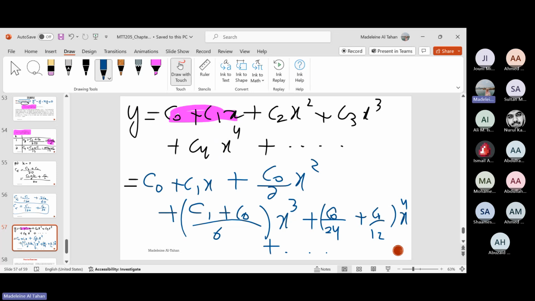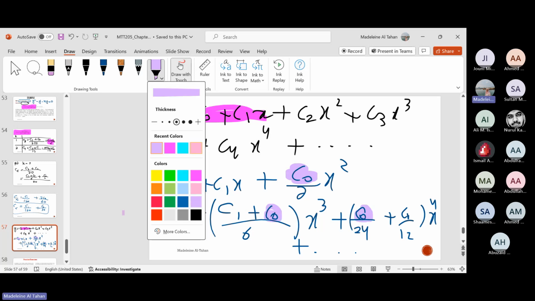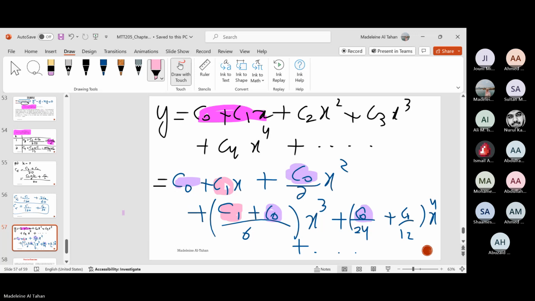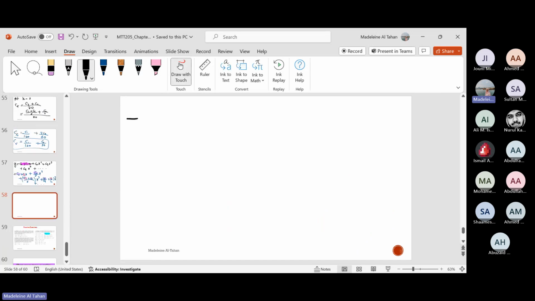Remember that our aim is to write y as constants times a function: a function times C0 plus a function times C1. So we need to collect these C0s, and then we will collect the C1s. Our aim is to write it as C0 into something plus C1 into something.